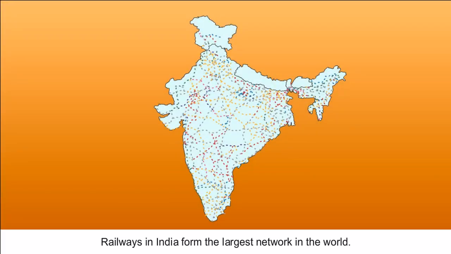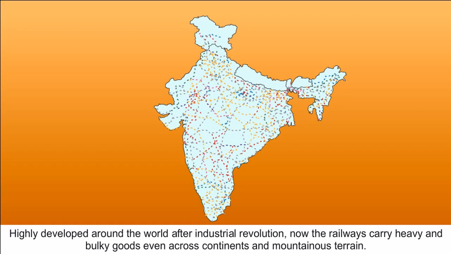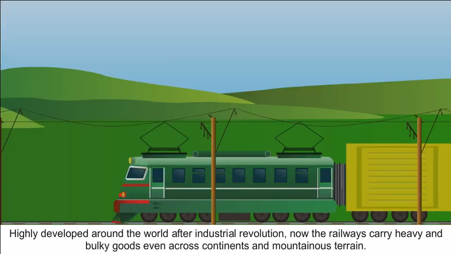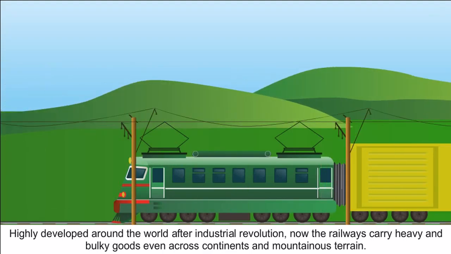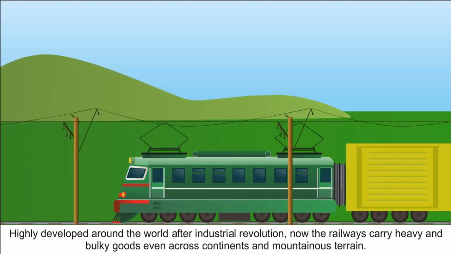Railways in India form the largest network in the world. Highly developed around the world after the Industrial Revolution, now the railways carry heavy and bulky goods even across continents and mountainous terrain.